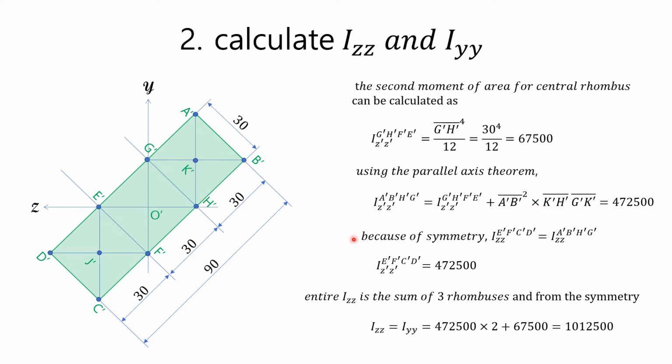APHG prime. This is the second moment of area for the rhombus in the center, and this is the area, and this is the perpendicular distance from the centroid to the reference axis. EFCT prime is point symmetric with ABHG prime, so it has the same second moment of area. Because of symmetry, Iz equals Iy, which is the sum of all three values.